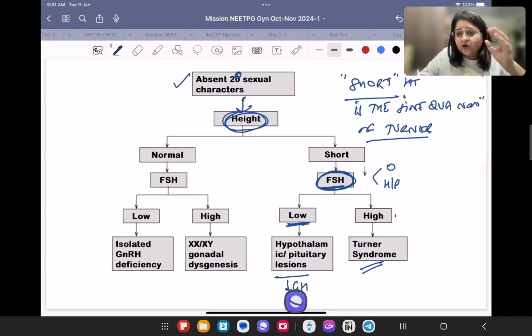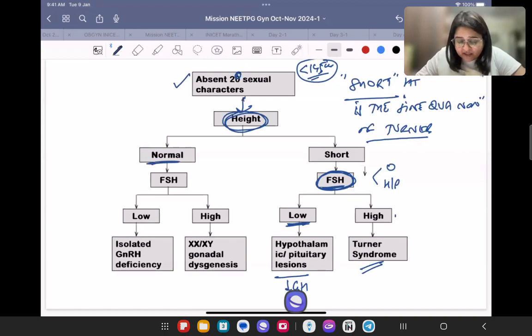Okay, how short should the height be? Usually they would mention specifically short, because again, it is very age dependent and population dependent. But anything less than 145 centimeters would be short in height for a girl who is 15 to 16 years old.